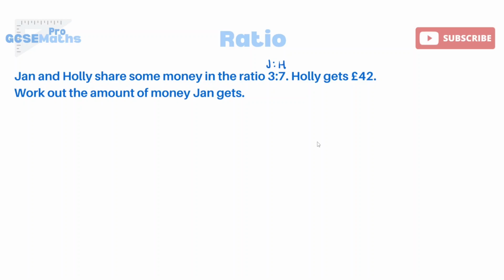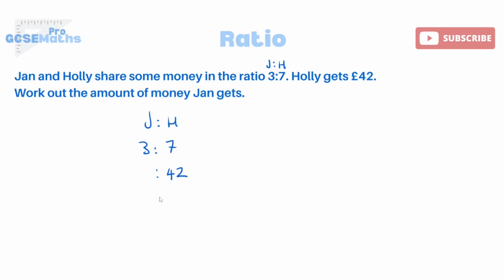So as you can see, we haven't actually been given a total for what both of them are going to be sharing. We've only been given one side. So I tend to like to rewrite it. So Jan to Holly is 3:7. And then I go below, so I like to do it vertically so I can compare the sides. And I write down the information I've got. So Holly gets 42, so I'm literally going to write 42 on Holly's side.